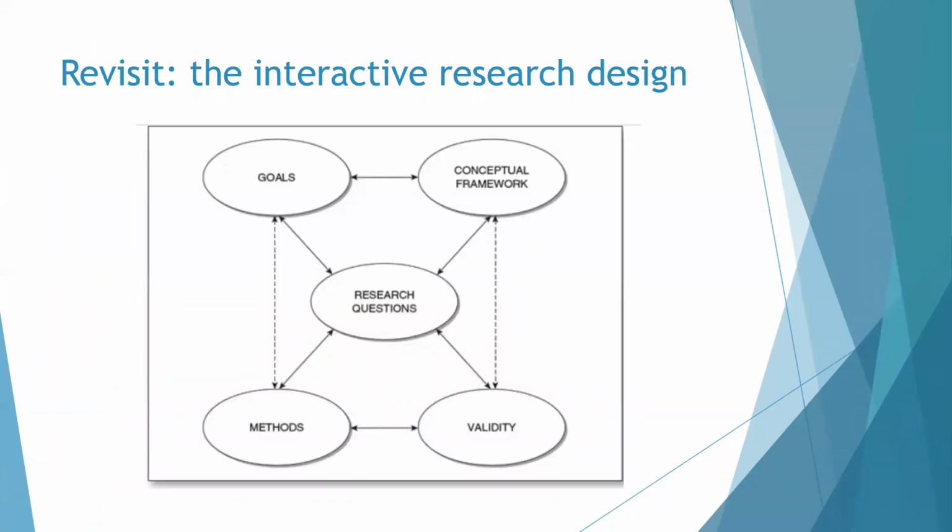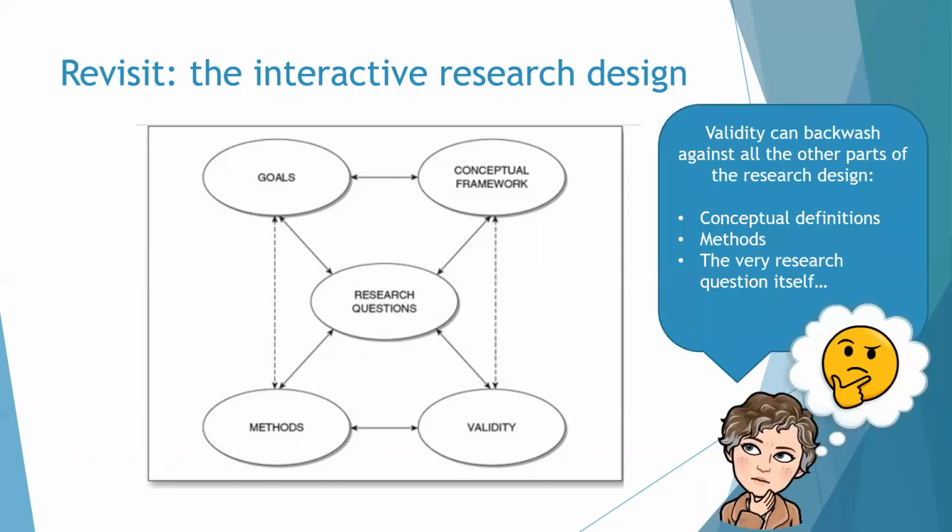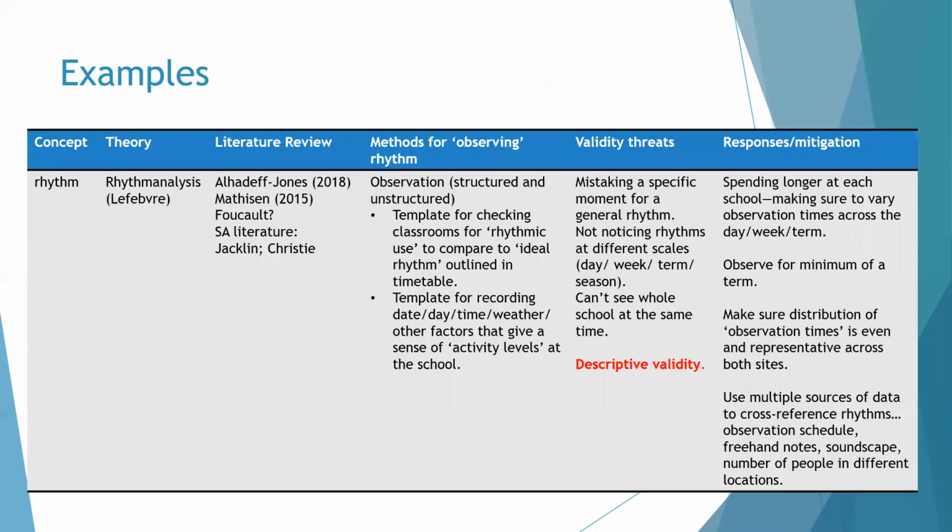Let's revisit Maxwell's interactive research design and think about how what we've talked about here with validity relates to the other aspects of the design. I'm sure you can now see how it starts to backwash against the other parts: the definitions of your concepts, the methods that you use to describe and record the phenomena that you observe, even the very research question itself. We're going to look at a few examples as we wrap up the session.